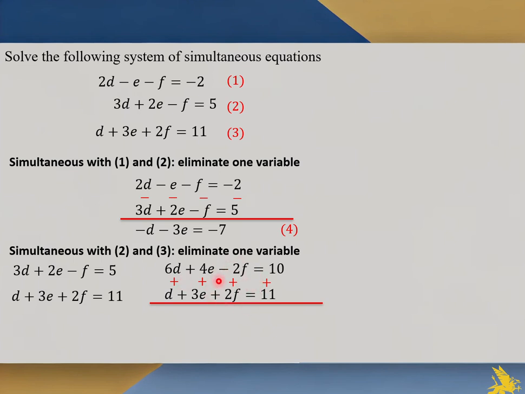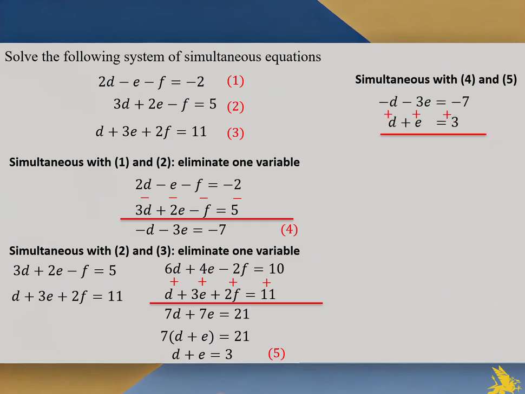And to cancel, I have to plus. So the f's are cancelled, and then I've got 6d plus d equals 7d, 4e plus 3e equals 7e, and 10 plus 11 is 21. I can simplify this by factoring out the 7 and then I can divide both sides by the 7, and that gives me d plus e is equal to 3. So I will label this as 5. Now we've got only 2 equations, so I can use them again and apply elimination or substitution.